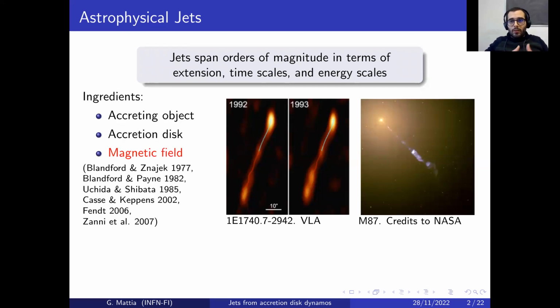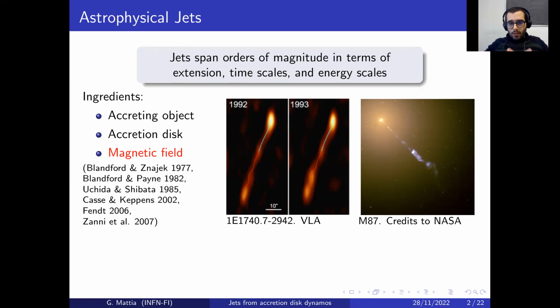So far, theoretical and observational investigations found that there are mainly three ingredients responsible for the launching of a jet. The first is an accreting object, then we need an accretion disk, and last but not least, we need a magnetic field whose strength and topology must be favorable for the launching process.